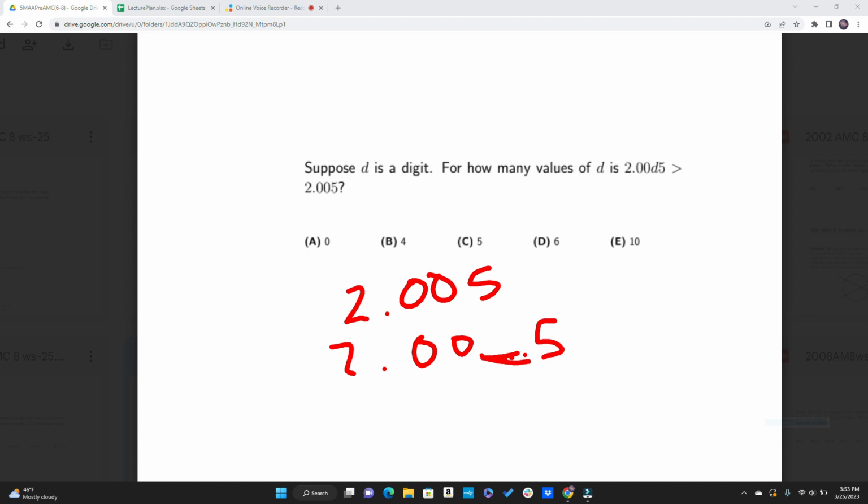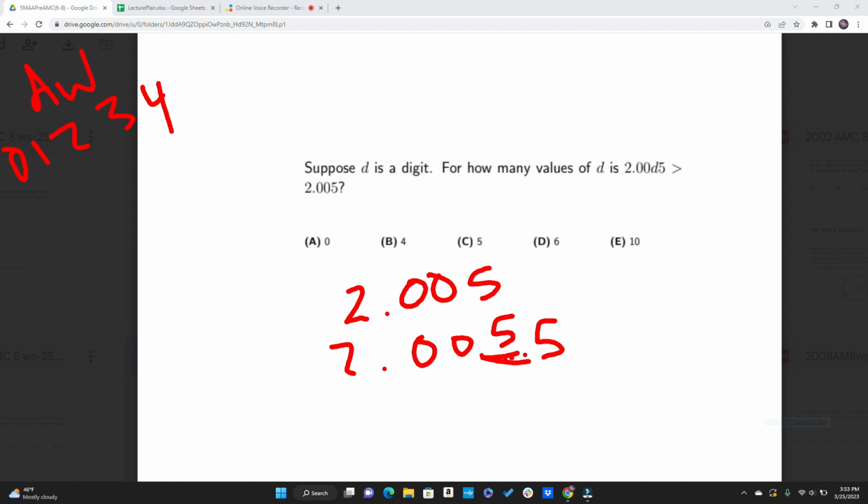So we know if that number is less than 5, like if it's a 1, 2, 3, or 4, or a 0, it's not going to be as big as our first number. Right? It would be smaller, like 2.0045. That's not as big as 2.005. So 0, 1, 2, 3, and 4, they don't work. Okay, what if we made that a 5?